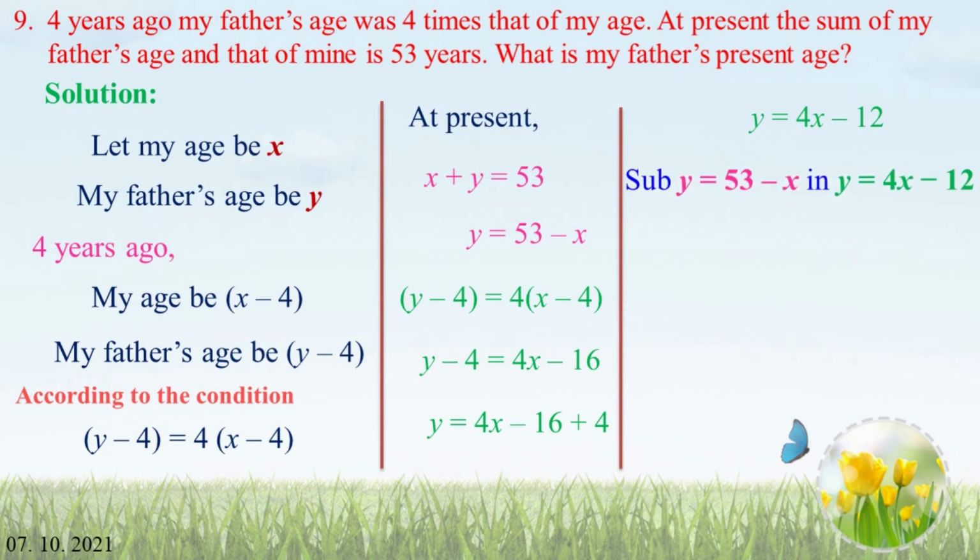Now I substitute y equals 53 minus x in the equation y equals 4x minus 12. 53 minus x equals 4x minus 12. Here transpose 4x to the left hand side and 53 to the right hand side. So minus x minus 4x equals minus 12 minus 53. Minus x minus 4x will get minus 5x, minus 12 minus 53 will get minus 65.